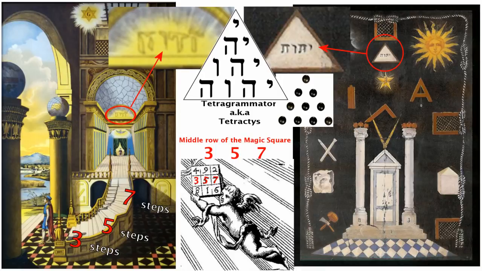So the magic square of 15, which connected to the tetractys, tetragrammaton, also has a second layer which will connect to the tracing boards. So the middle row going across is 3, 5 and 7. 3 plus 5 plus 7 equals 15. But on the beginning with the tracing board on the left, you'll see the stairway is divided into 3 steps, 5 steps, and 7 steps. The 3 steps is a very standard symbol.